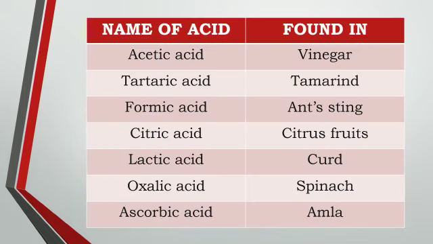Children, now we will study about the names of the acids which are found in different substances. For example, acetic acid is found in vinegar, tartaric acid in tamarind, formic acid in ant sting, citric acid in citrus fruits, lactic acid in curd, oxalic acid in spinach, ascorbic acid in amla.